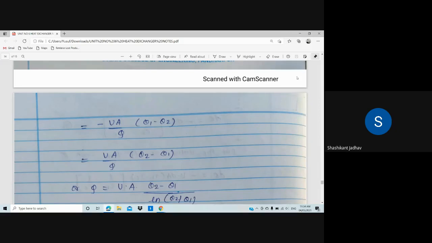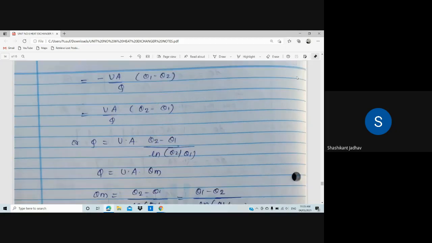So ln of theta 2 upon theta 1 is equal to minus U into A divided by Q into bracket TH1 minus TC2 minus TH2 minus TC1. Instead of that we put the values of theta 1 and theta 2. So the equation becomes ln of theta 2 by theta 1 is equal to minus U into A divided by Q into bracket theta 1 minus theta 2.